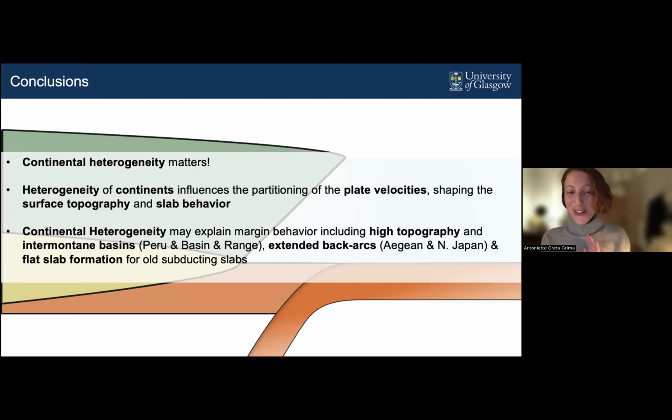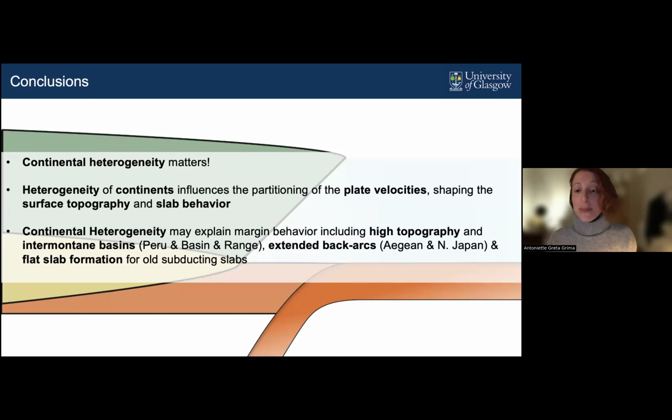So I need to conclude really quickly before we run out of time. So the continental heterogeneity matters, not only that it exists, but the type of heterogeneity and where it exists matters, both in terms of the slab dynamics, but also for the continental deformation. And this is because the heterogeneity essentially controls where and how the plate velocities are being partitioned, which is then reflected in the slab behavior and in the surface topography.